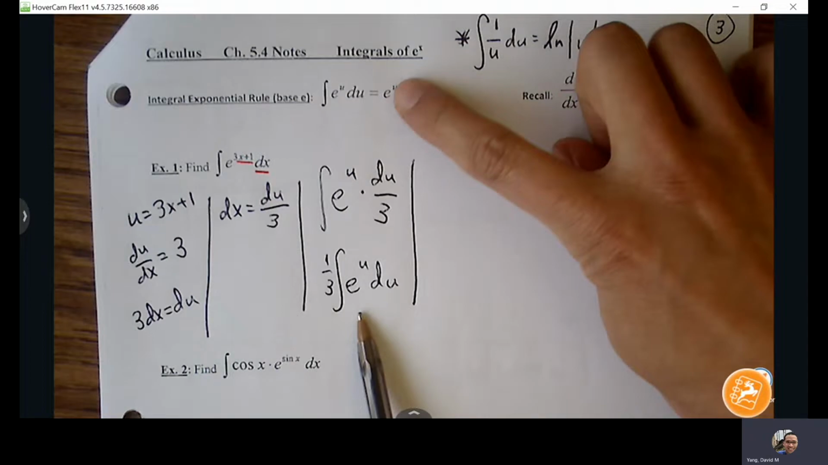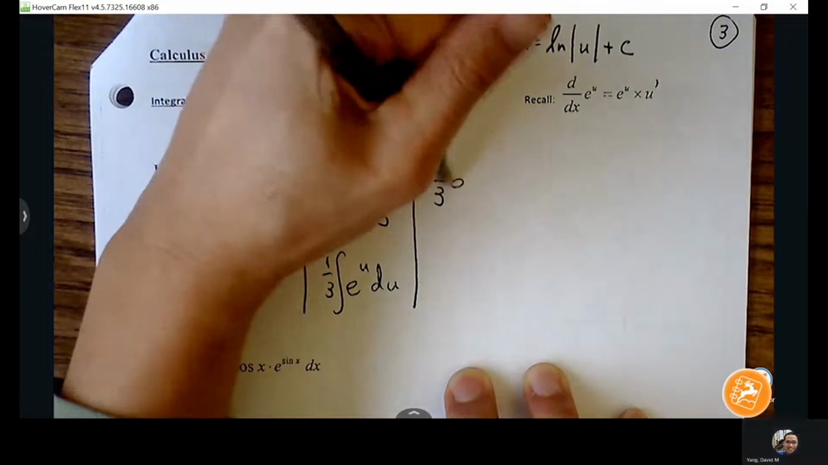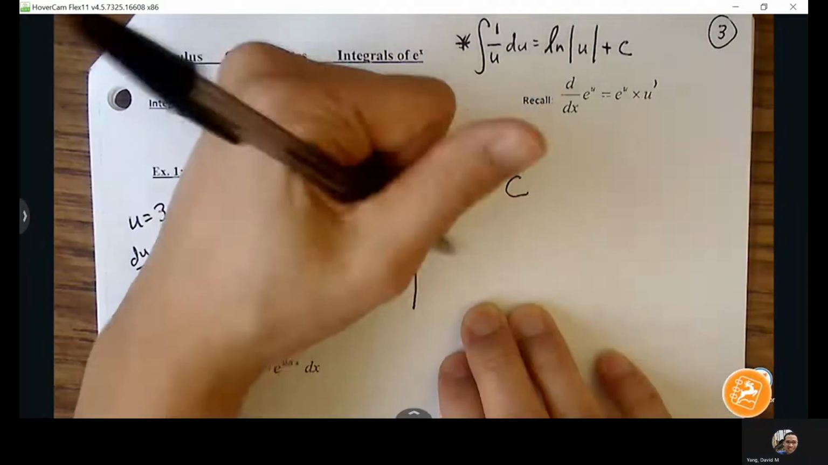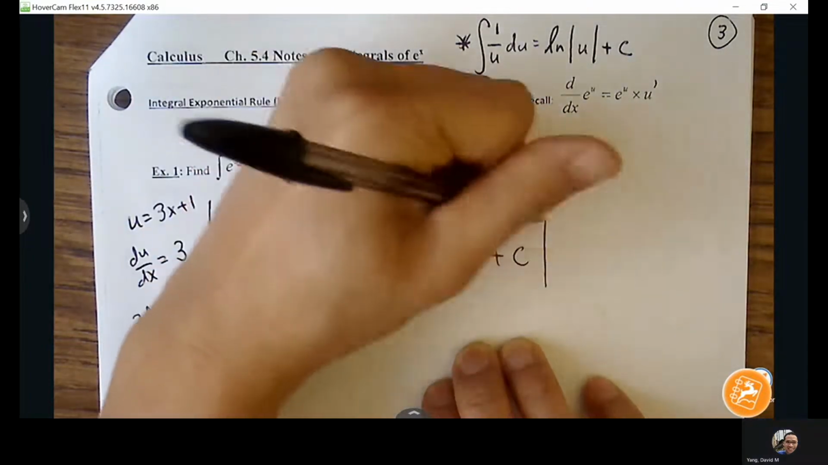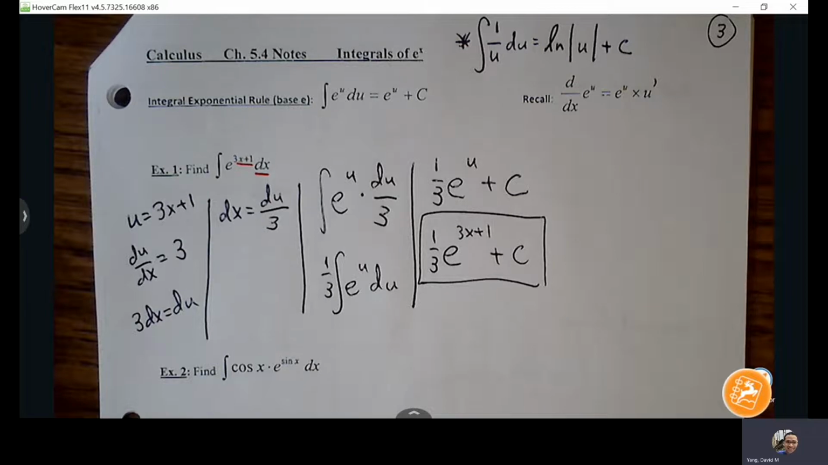Okay, so now if you look, it's a perfect match with the rule that you want to use. So therefore it becomes 1/3 e to the u plus c. Okay, replace the u back in terms of x. Okay, any questions? All right, take a look at number 2.